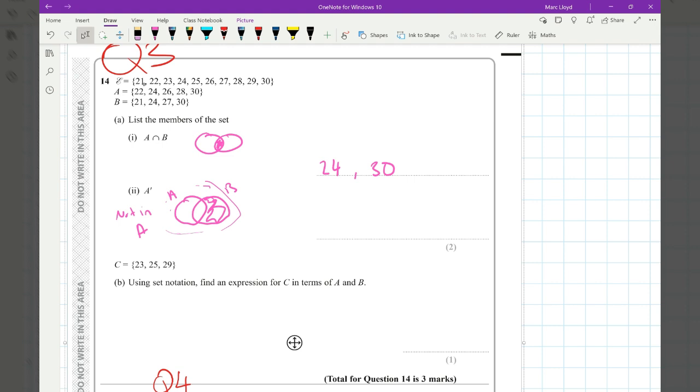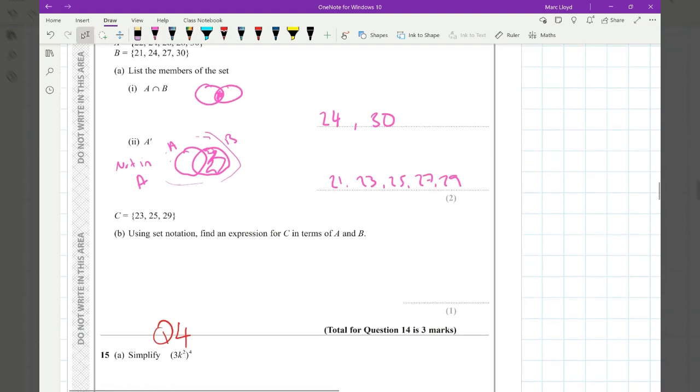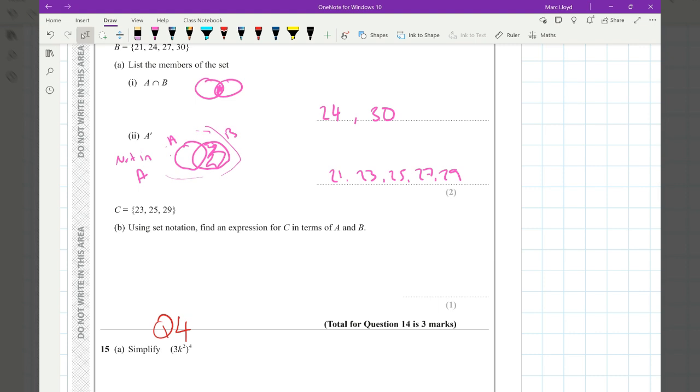So actually I'm going to tick these. That's not in A. 22 is. That's not in A. 24 is. That's not in A. I'm noting a pattern here now. So all the odd numbers. It's 21, 23, 25, 27, and then 29. Okay, C is 23, 25, 29.